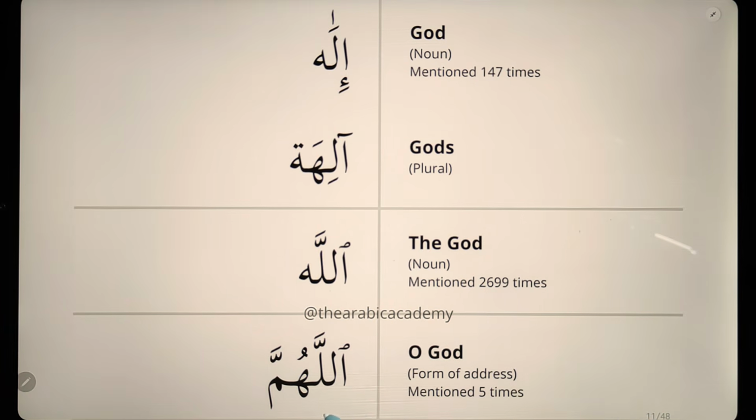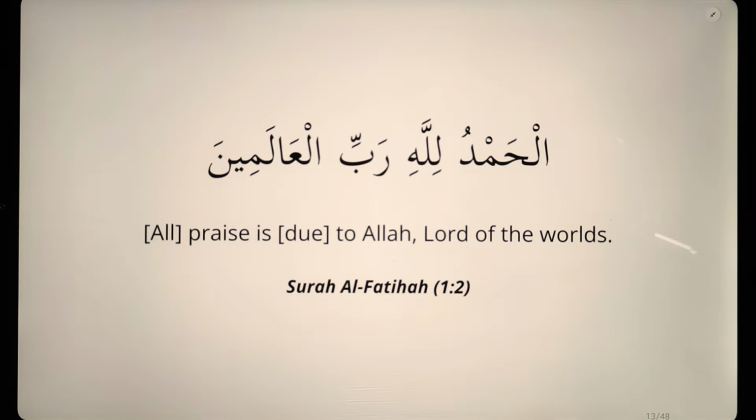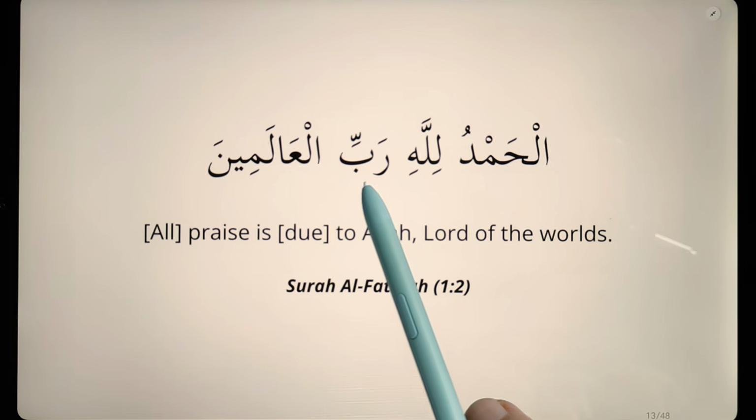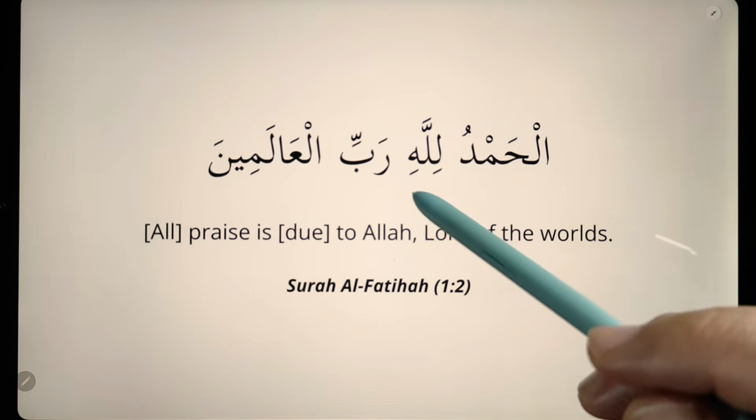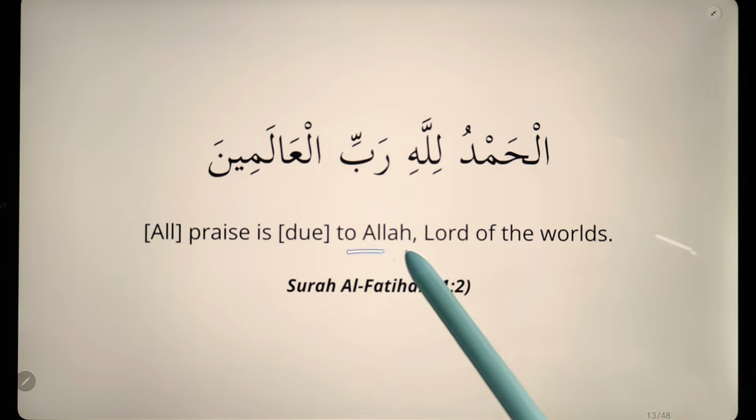Final word is Allahumma. Allahumma means oh God, which is a word you use to make dua or prayer. Let's now try to see some examples from the Quran. Can you try to find the root in this example? Alhamdulillahi Rabbil Alameen. The root here is lillahi, which means to Allah.